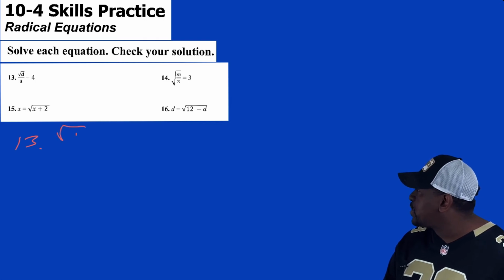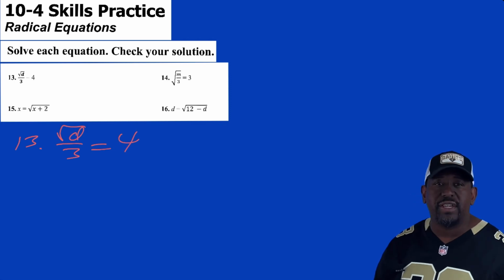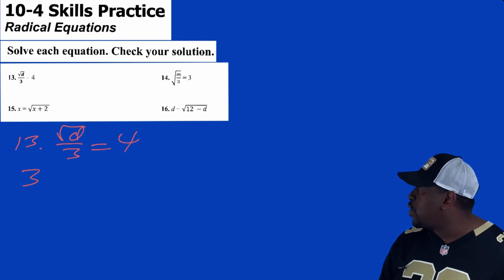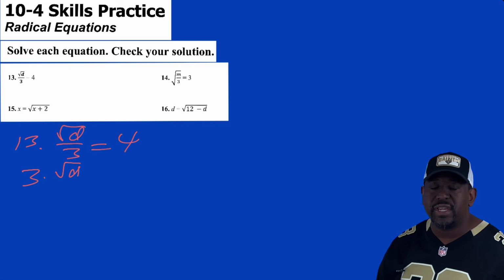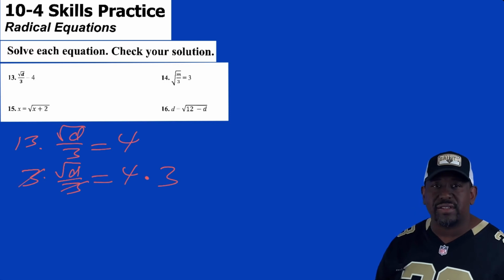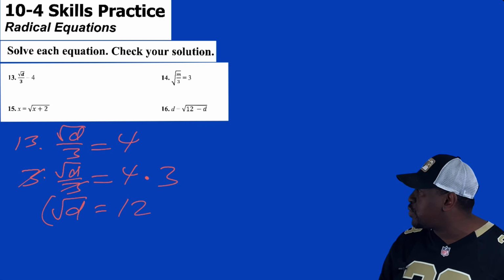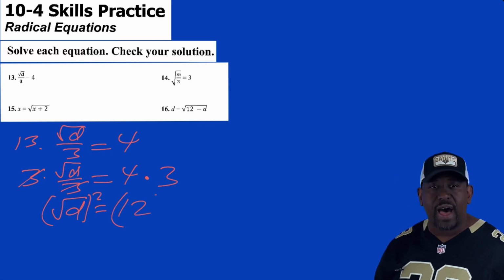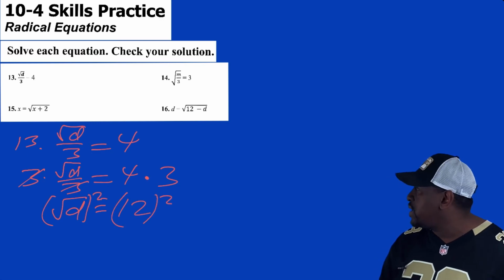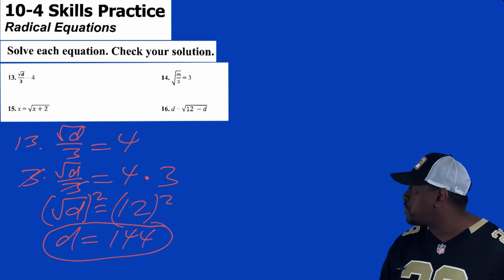Now we're gonna go to number 13. We have a little fractions going on here. Square root of d over 3 is equal to 4. We have to get rid of the 3. The inverse of division is multiplication, so we multiply both sides by 3. That allows us to eliminate the denominator, giving us the square root of d equals 12. We square both sides and get rid of the radical. And d is equal to 12 squared, which is equal to 144, 12 times 12.